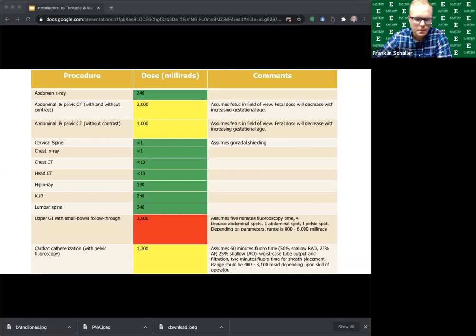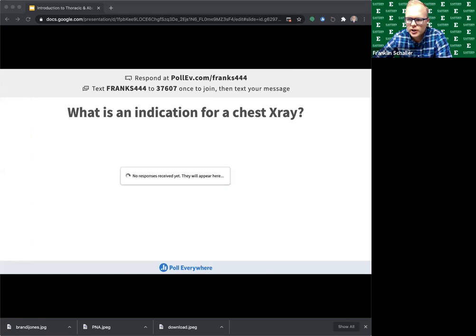All right, guys, question time. What is an indication for a chest X-ray? Go ahead and type that out.